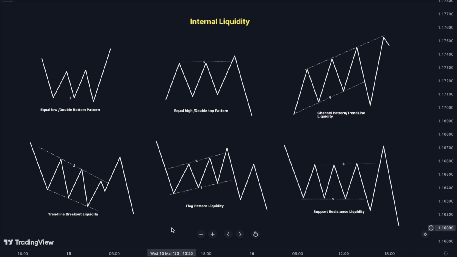Okay, so the last one is support and resistance liquidity. It can be just support liquidity or just resistance liquidity. Sometimes, just thinking technically, there will be sellers on this trend line who put their stop loss over here, and there will be buyers who put their stop loss over here. So what does the market need?